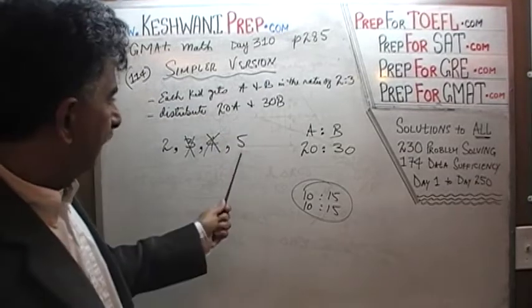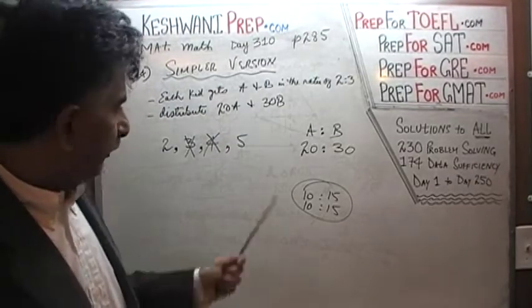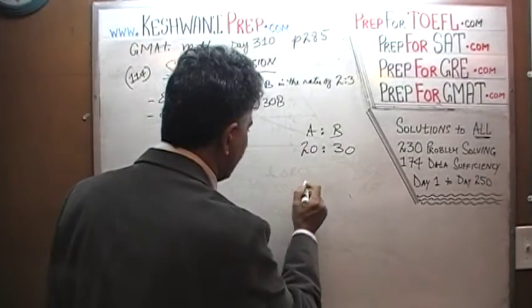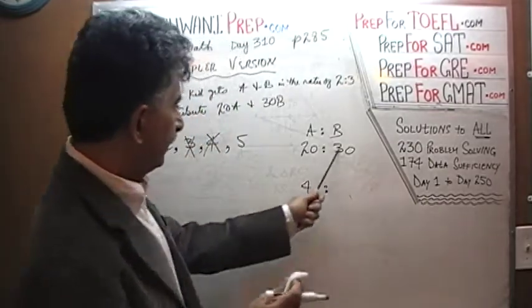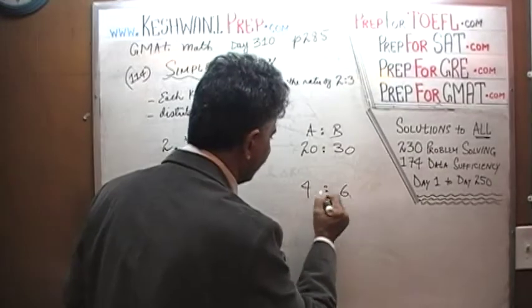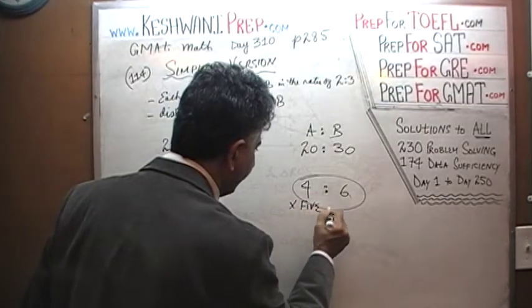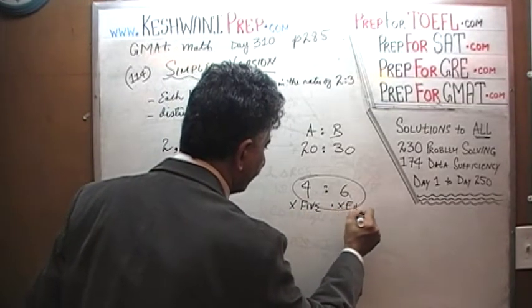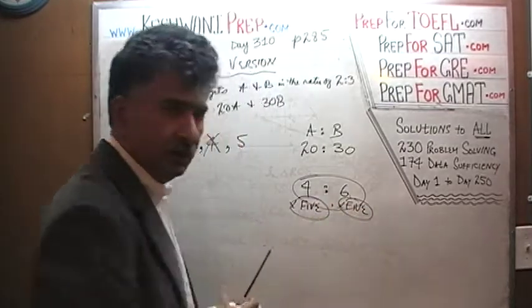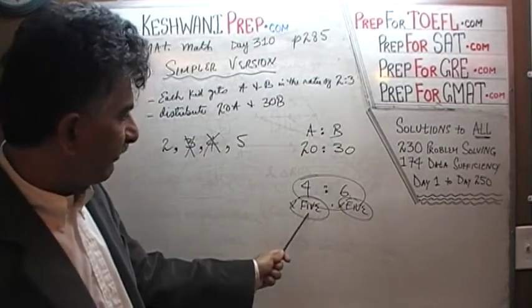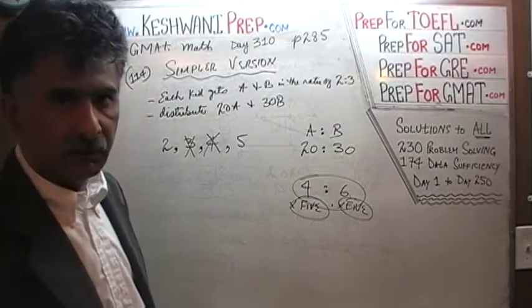It is quite possible that we may have 5 children, in which case each child is going to get 4 apples, and 30 divided by 5 is 6 bananas. This is what each child is going to get, and there are 5 of them. There are 5 children. Each child gets 4 apples and 6 bananas. 4 times 5 is 20. 6 times 5 is 30.